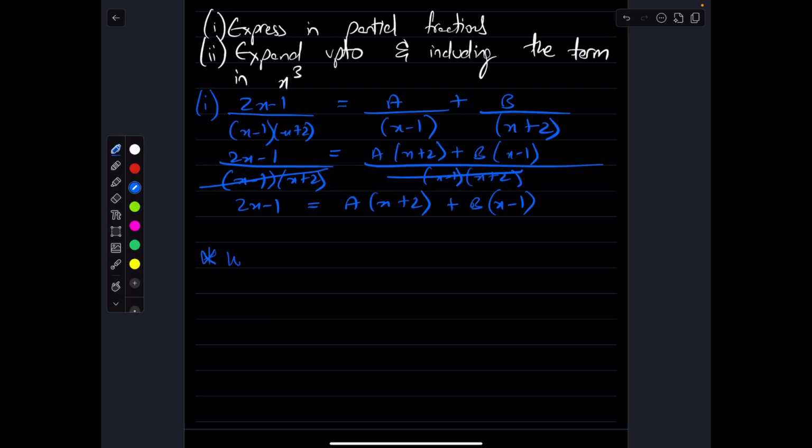So, first of all, let's take x as 1, so this cancels out. Don't take these numbers mindlessly, but rather use your brain. So, we have this is equals to 3A, and this becomes 0B, that is 0. So, I have A is equals to 1/3.